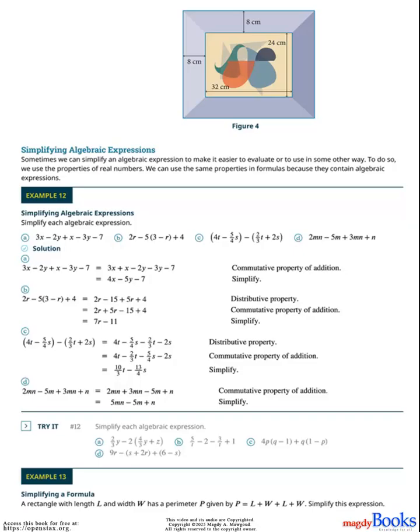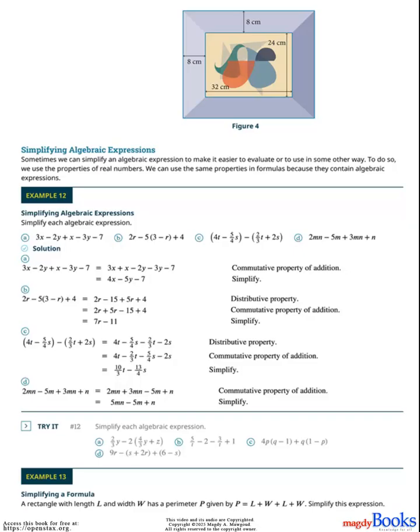Simplify each algebraic expression. A. 3x − 2y + x − 3y − 7. B. 2r − 5(3 − r) + 4. C. (4t − 5/4 s) − (2/3 t + 2s). D. 2mn − 5m + 3mn + n.